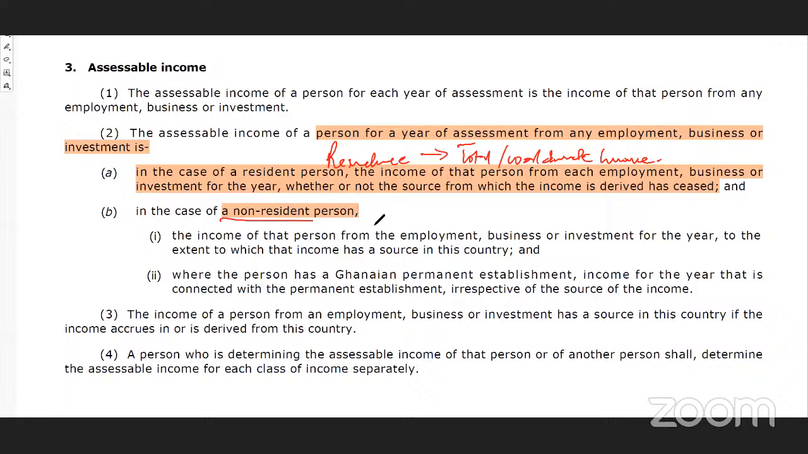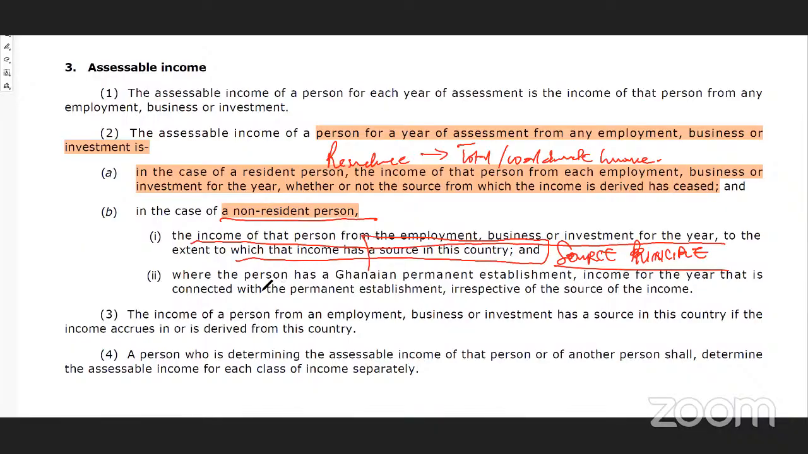Then if you're a non-resident person, look at what it says. In the case of a non-resident person, the income of that person from the employment, business, or investment for the year, to the extent to which that income has a source in this country. Okay, so far as you have a source, you see the source principle shining its teeth at you. Yes, this is the source principle. So we are saying that at the end of the day, so far as that income has a source in Ghana, it must be taxed as such in Ghana.